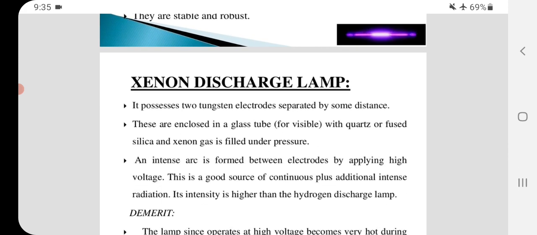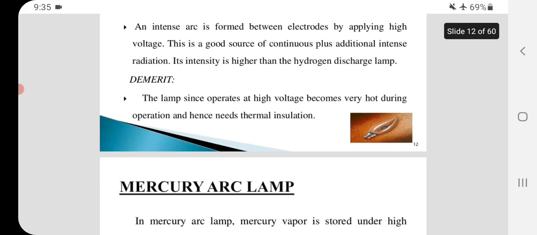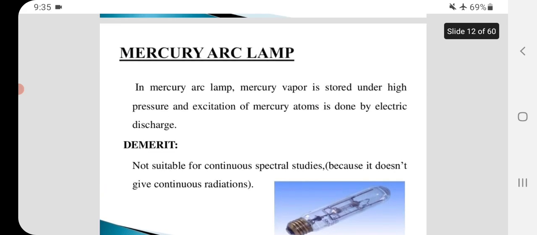Xenon discharge lamp. It possesses two tungsten electrodes separated by some distance. These are enclosed in a glass tube with quartz or fused silica and xenon gas is filled under pressure. An intense arc is formed between electrodes by applying high voltage. Demerits. The lamp, since it operates at high voltage, becomes very hot during operation and hence needs thermal insulation. Mercury arc lamp.